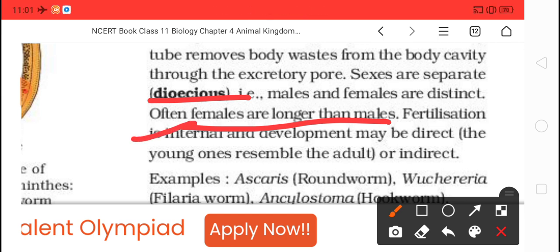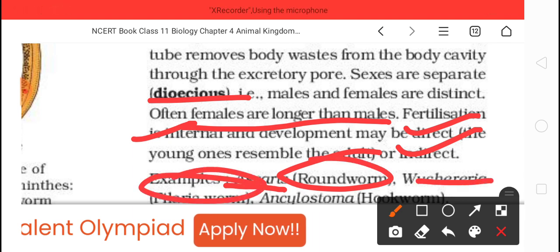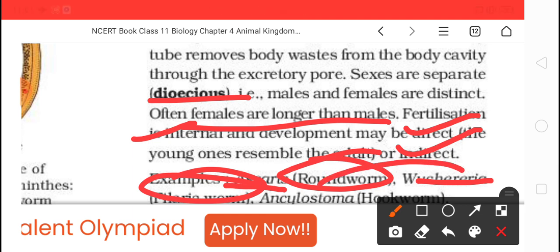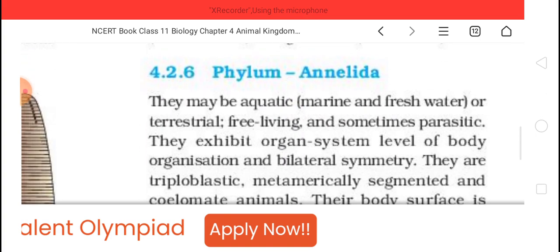Fertilization is internal, development may be direct or indirect, and examples are Ascaris, which is known as roundworm, Wuchereria, which is known as filarial worm, and Ancylostoma, which is known as hookworm. Okay, so this was about your Aschelminthes. Next, we have phylum Annelida.